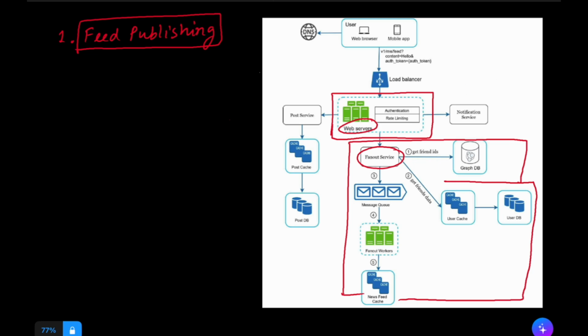So what is a web server, and what is its functionality? Suppose a user sends a post API request along with an authorization token to the newsfeed system, and the load balancer distributes the load as per the traffic to a particular web server. Once the web server receives this post request, it has two main functionalities. One is to enforce authentication.